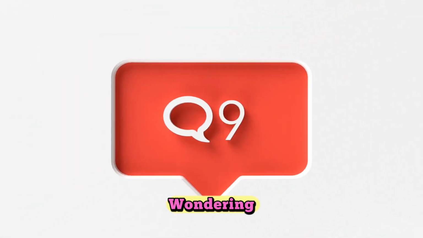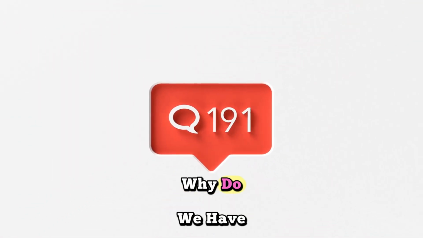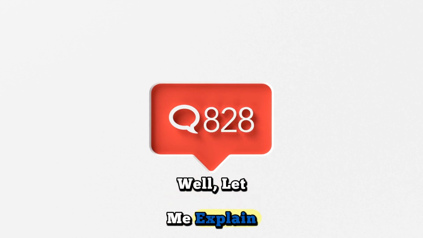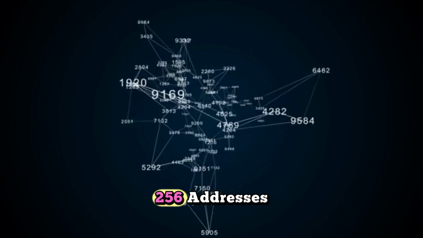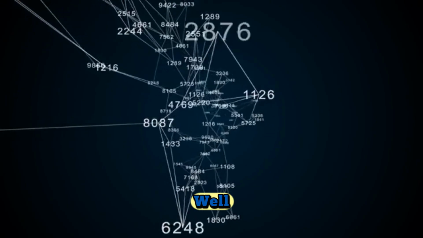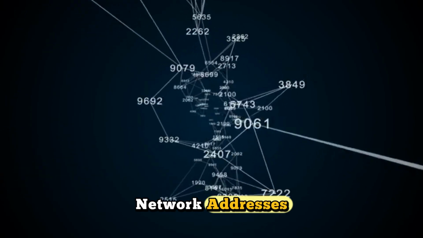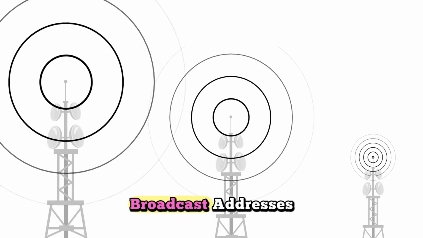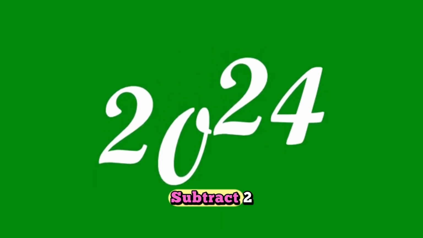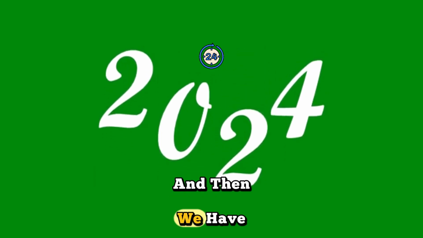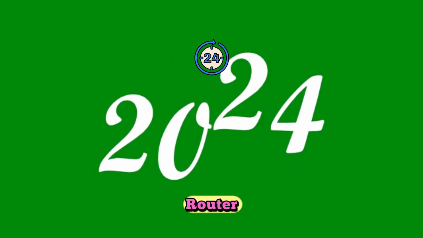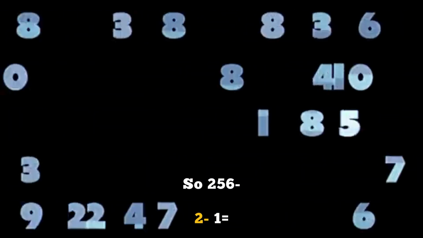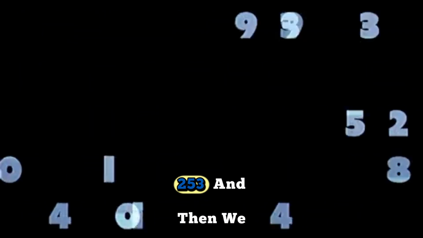Now you might be wondering, where did those numbers come from? Why do we have to subtract 2? Well, let me explain. If you look at the previous table, you'll see we have 256 addresses available. Well, you can't have 2 network addresses. You only need 1. Then you have 2 broadcast addresses. So we have to subtract 2 from that total. And then we have to subtract 1 because we're using that first IP address as our router. So 256 minus 2 minus 1 is equal to 253.